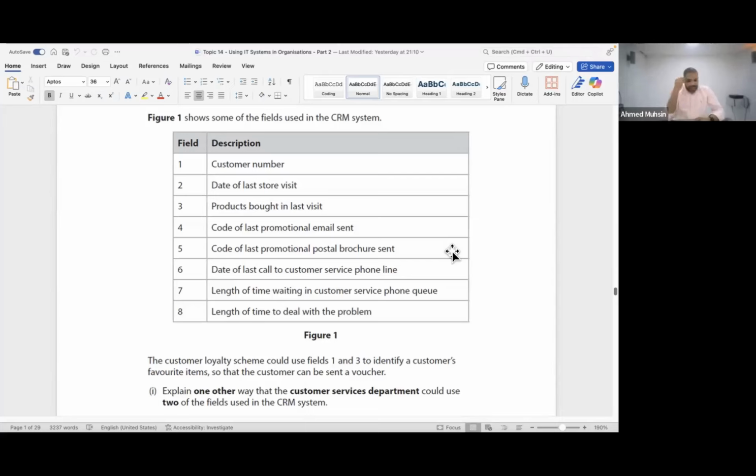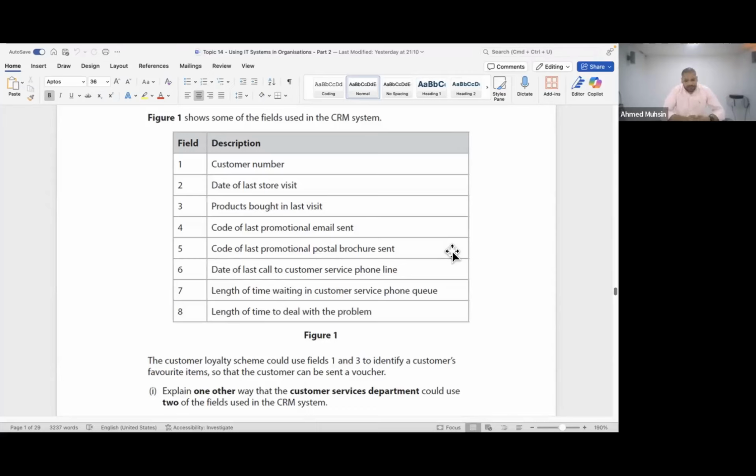The customer loyalty scheme could use fields 1 and 3 to identify a customer's favorite items. So based on that, vouchers can be sent to the customer. Agree with that? By looking at field number 1, which is the customer's number, and looking at field number 3, you can identify what did customers purchase the last time that they came to our store. And based on that, you can identify what are their favorite items. Okay, and based on that, vouchers can be sent.